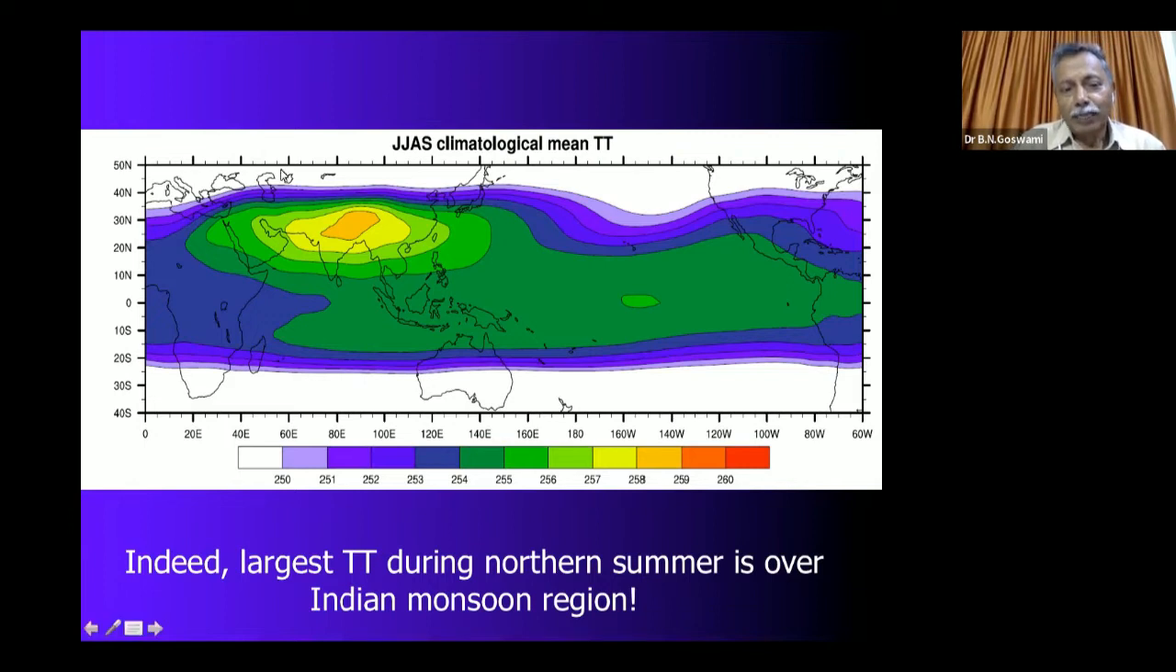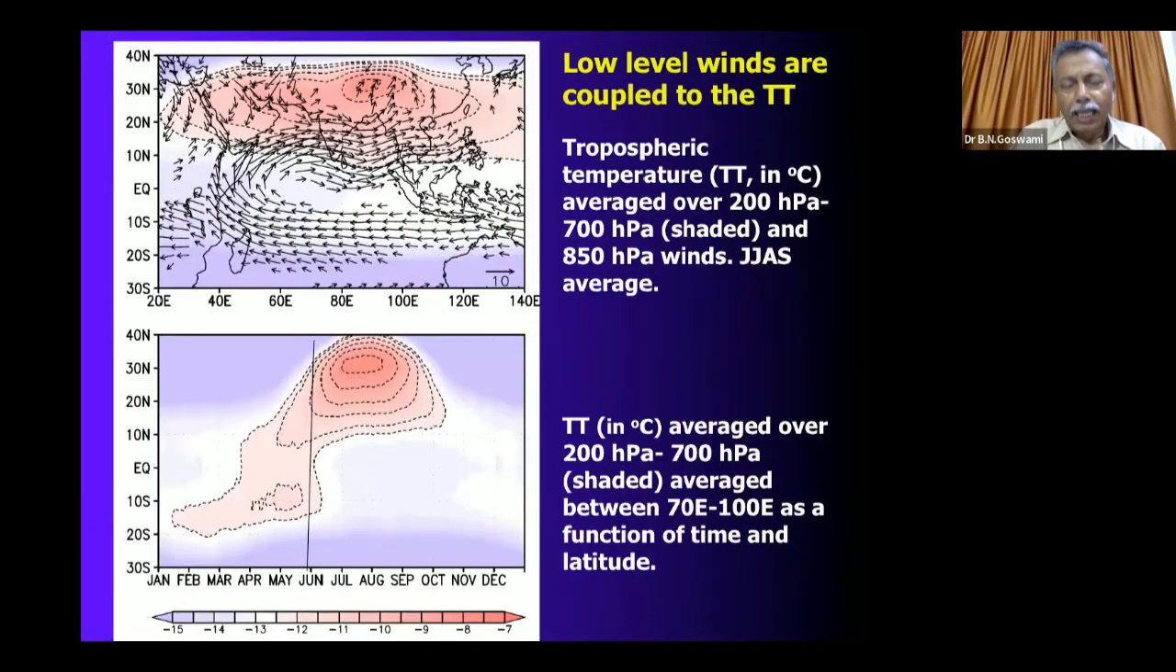This tropospheric temperature gradient is what is associated with these winds. And that is definitely convectively coupled. If we plot that tropospheric temperature and the winds, this actually shows very good correlation with how the cyclonic vorticity is going around this.